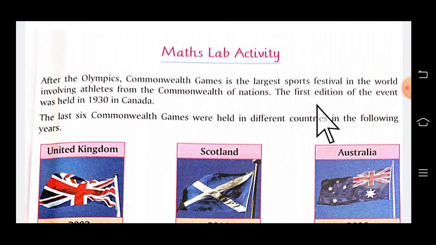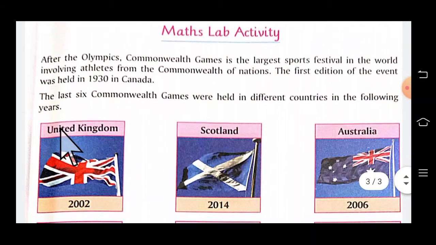And the last activity is the maths lab activity. We should also solve this in our textbook. Now I read it. After the Olympics, Commonwealth Games is the largest sports festival in the world, involving athletes from the Commonwealth of Nations. The first edition of the event was held in 1930 in Canada. The last 6 Commonwealth Games were held in different countries in the following years.